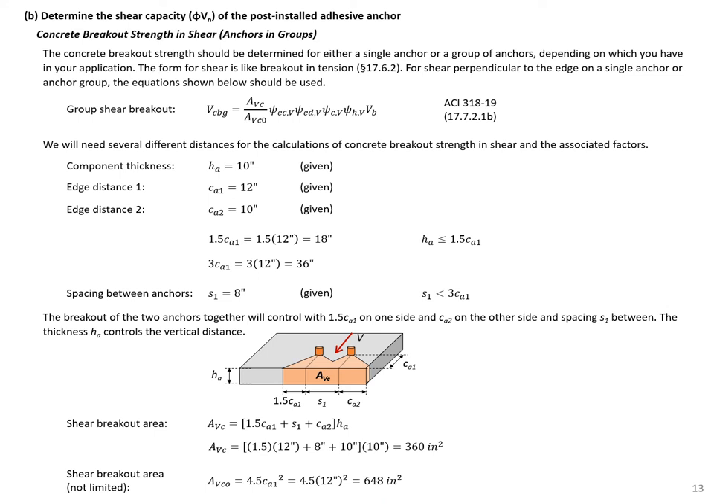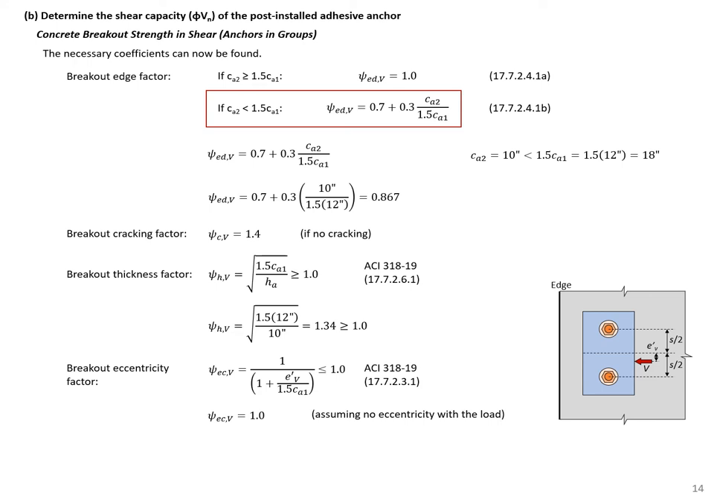There are a few different coefficients that we'll need to calculate for our concrete breakout strength in shear. The first is a breakout edge factor. Our C sub A2 is less than 1.5 C sub A1, so we're controlled by the edge distance, and we need to use the equation shown here. Plugging in our known values for C sub A2 and C sub A1, we'll get a psi factor equal to 0.867. Our breakout cracking factor, if we don't have any cracking, is equal to 1.4. So we'll just use that value here.